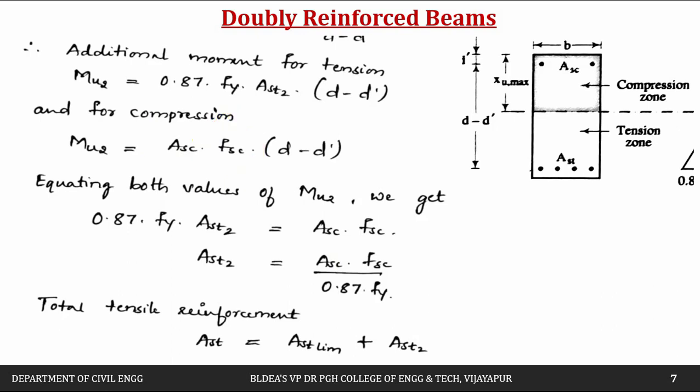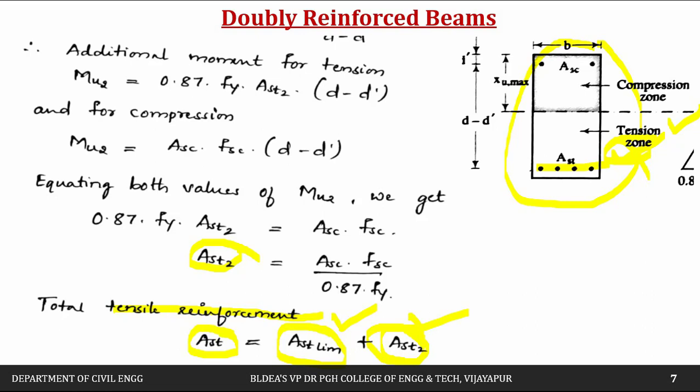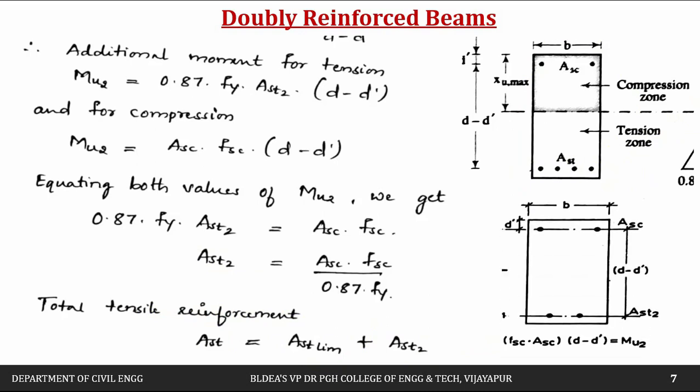So now the total reinforcement provided in this section has to be seen. At the bottom, we have provided the limiting area of steel, that is what we provided for the singly reinforced beam. The same thing we have provided, plus additional reinforcement, this additional reinforcement AST2. So the total tensile reinforcement AST will be equal to AST limit, that is for a singly reinforced balanced section, plus the additional steel at the bottom, that is AST2. This will be the total tensile reinforcement provided at the bottom.